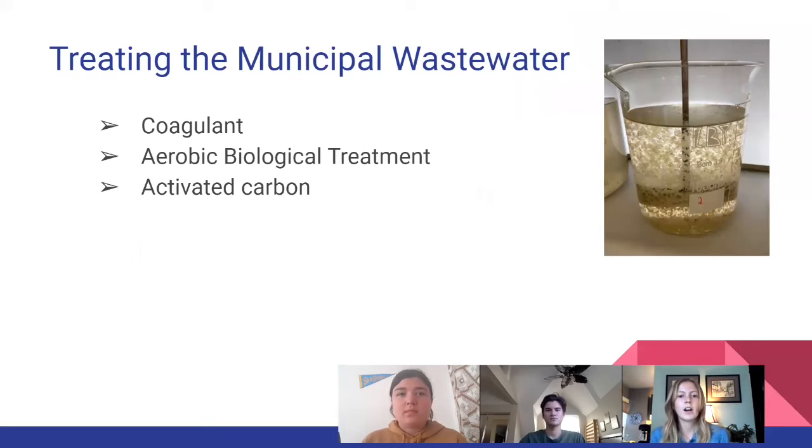So in order to treat our wastewater, we had to identify the best course of action based upon the principal contaminants as well as the intended reuse. So the course of action that we came up with would be to add a coagulant to bond the suspended solids. And then an aerobic biological treatment, which would essentially provide oxygen to the good bacteria to allow them to eat the bad bacteria. And finally, we would use activated carbon to remove odor and taste contaminants, as well as some organic contaminants.